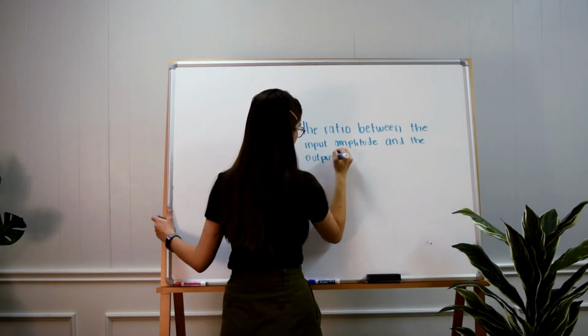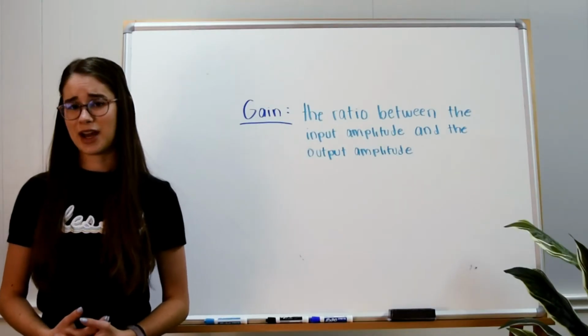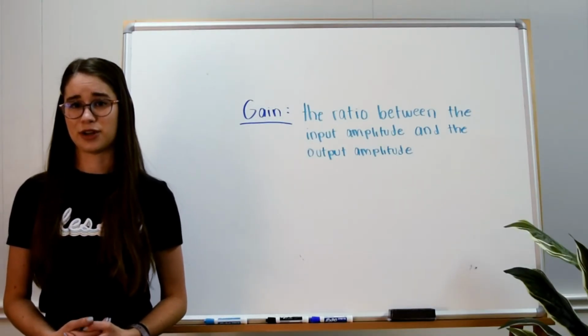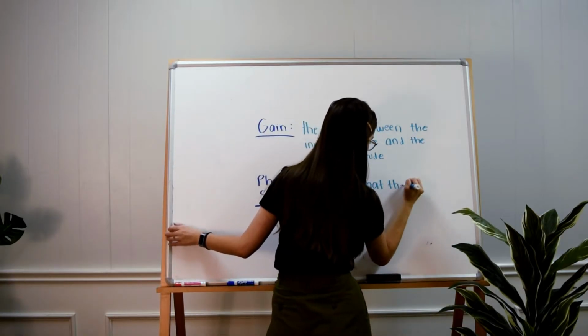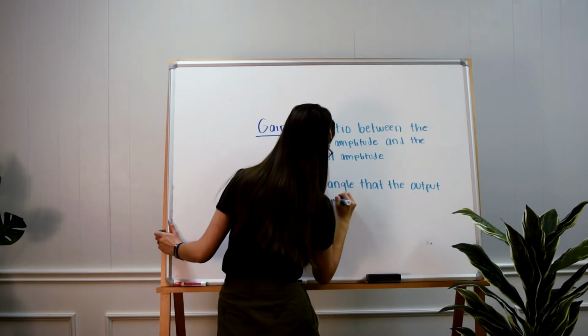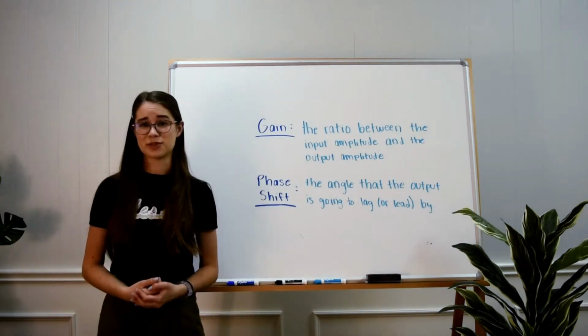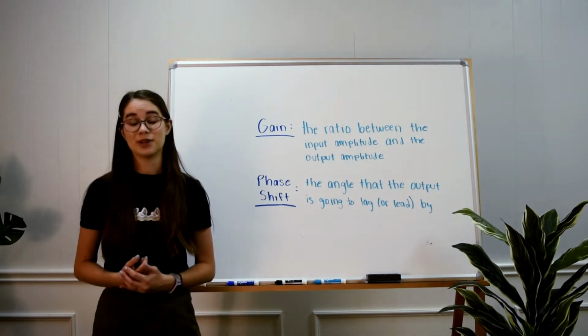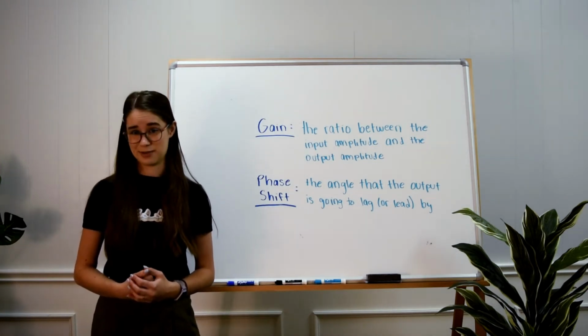Gain is the ratio between our input amplitude and our output amplitude. It's basically how much of a response you're going to get per unit of input. Now, the phase shift is the angle that the output is going to lag or lead by. A negative phase shift means that the output is going to lag behind the input, but a positive phase shift means that the output is going to be in front of the input.